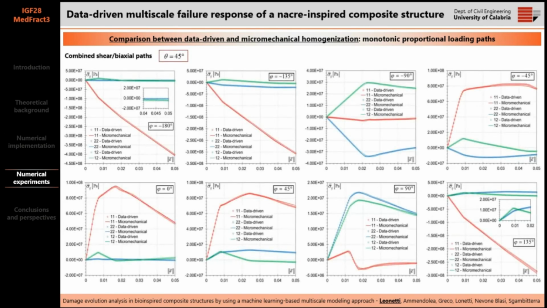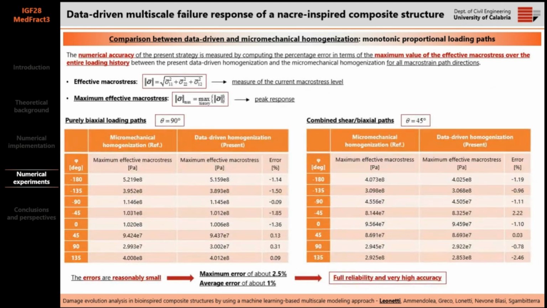So this is for the biaxial loading path. This is for the shear biaxial path, so combined paths. And you can see a substantial accordance between the two families of curves. So the proposed approach is confirmed to be very accurate from a numerical point of view. For a deeper comparison, you can also see the errors between the two analyses expressed in terms of the maximum effective macro stress, so the peak stress. The maximum error is about 2.5%, and the average error is about 1% for all the applied microstrain histories. So the approach is fully reliable and very accurate.